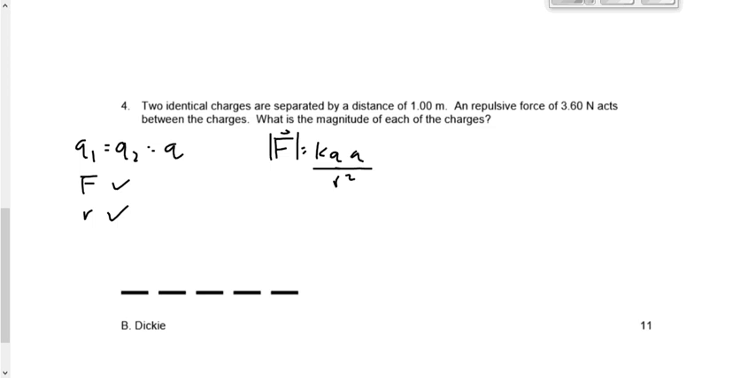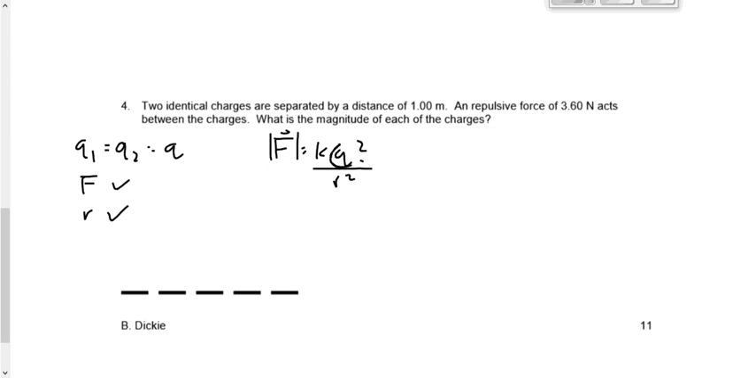Q squared, right. Some people will say 2Q. Okay, 2Q is Q plus Q. Q squared is Q times Q. That's what we got there. So it's F is equal to K times Q squared over R squared.